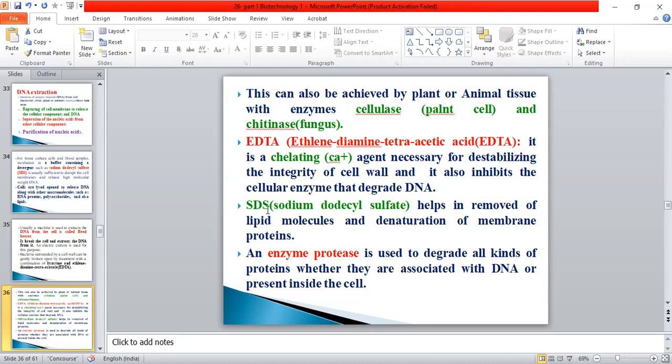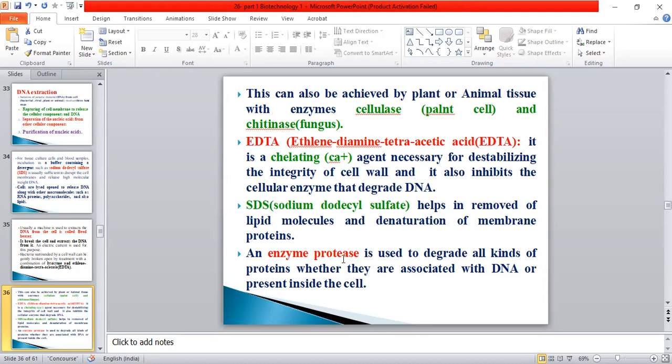And the second one is SDS, as already we discussed: sodium dodecyl sulfate. It is essential for the removal of lipid molecules and denaturing of the membrane proteins. This is also very, very important. The same process we already discussed for the cell plasma membrane. The plasma membrane is made up of lipoprotein, and lipoprotein is easily denatured with the help of sodium dodecyl sulfate. Don't forget.